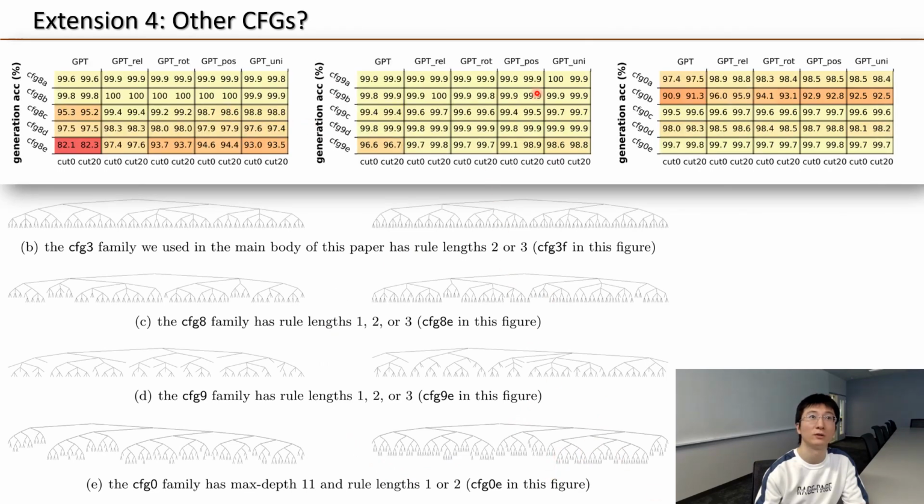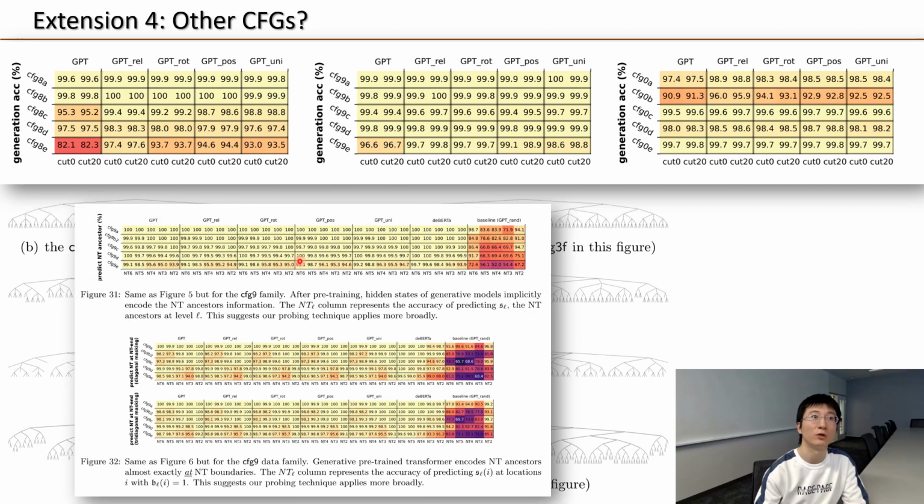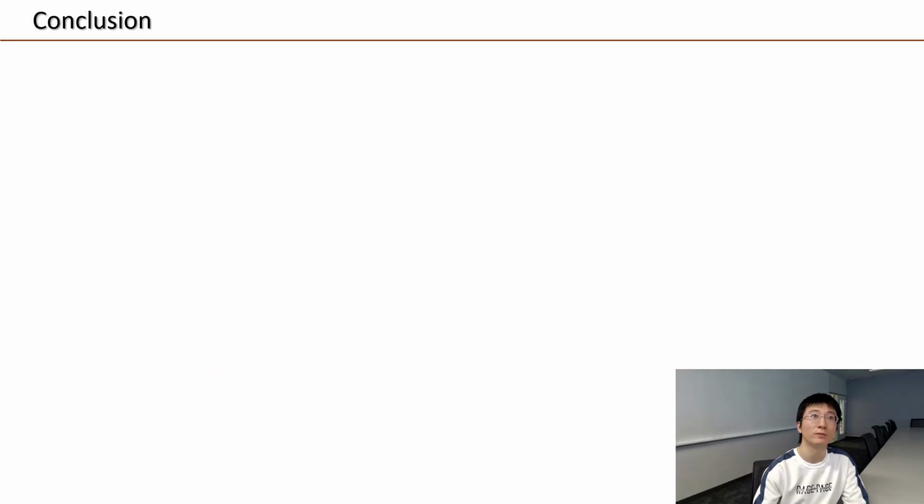For instance, in the accuracies, you will also see similar patterns, and the GPT relative and rotary embedding versions also perform much better compared to the vanilla version. And we also did some probing on those other versions of the CFGs, and so on. So therefore, our conclusions not only hold for one CFG, but at least for many of the CFGs we constructed in a few different ways, and so on.